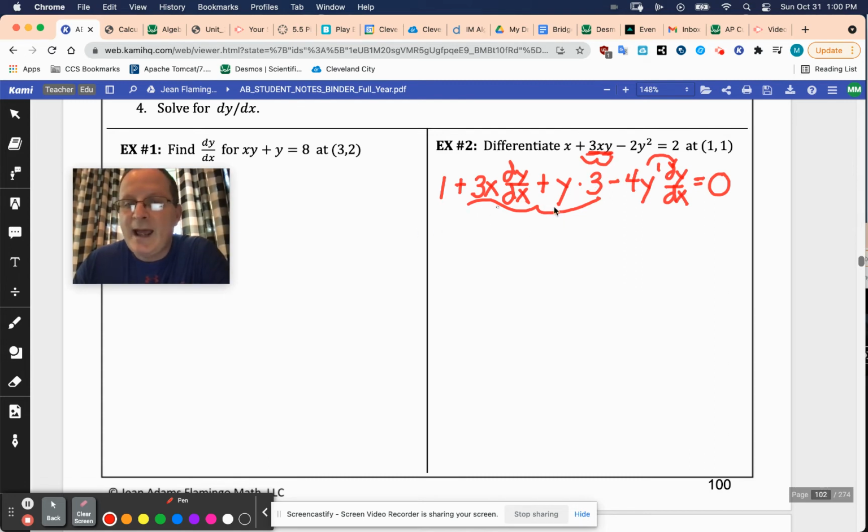So again, I'm going to gather all my dy/dx's on the left-hand side. That's just what I prefer. So I have the 3x dy/dx, and then I have a minus 4y dy/dx, and they're on the left-hand side. And then on the right-hand side, I'm going to take the rest of the stuff, and they're both going to have a negative, so that's okay. So I have -1 minus 3y.